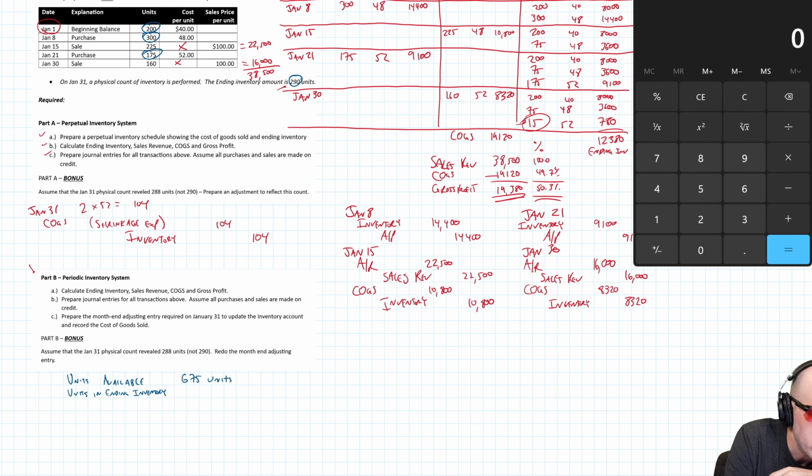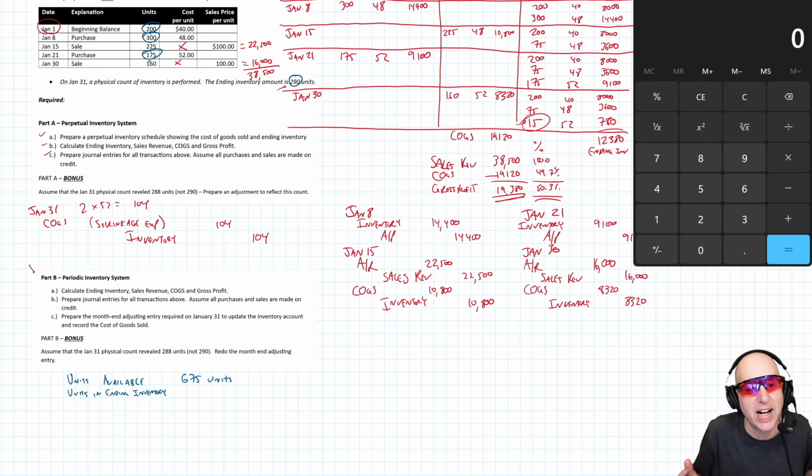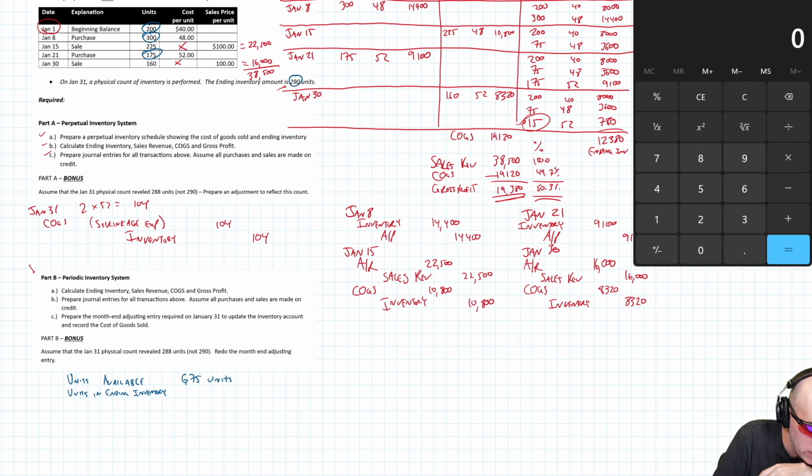If you weren't given that, you would just have to add and subtract here. You go, well, here's my purchases, here's my sales, and be satisfied with that number. However, a physical count is a better way of knowing how much inventory you have. So we counted them. We had 290 units on hand at the end of the period.